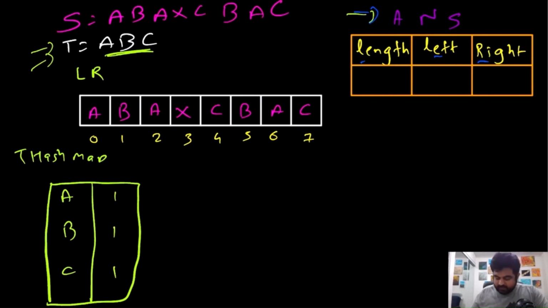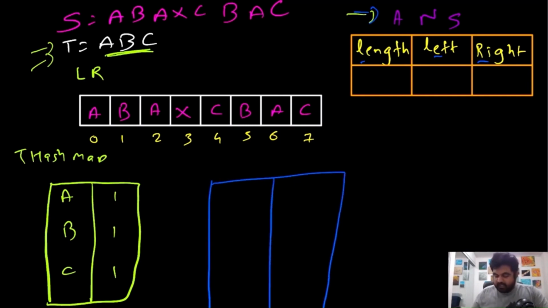Now at the same time, for any substring that we create, we will also have to check whether we have all the required characters inside our substring or not. So again we are going to create a hash map for the substring that we are creating as well, and inside the substring hash map we are going to keep on adding the values as we move forward.